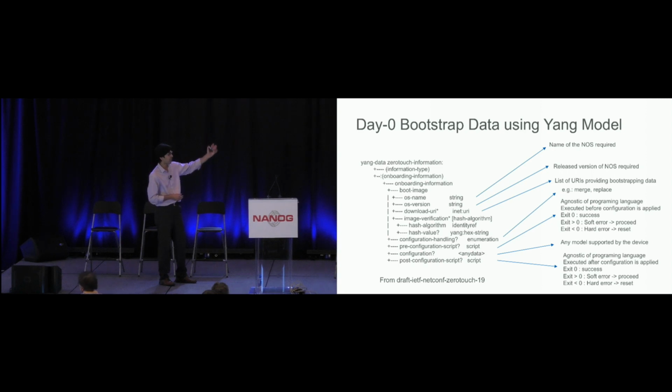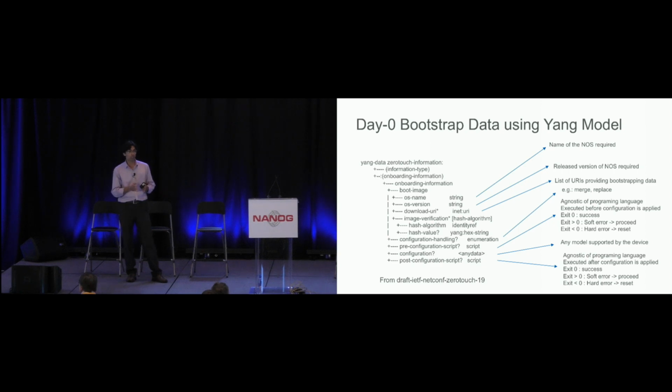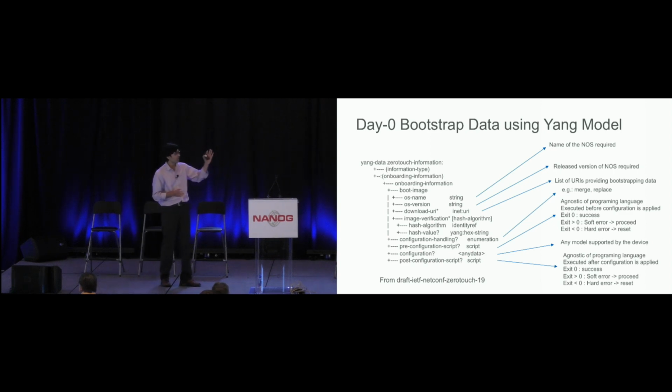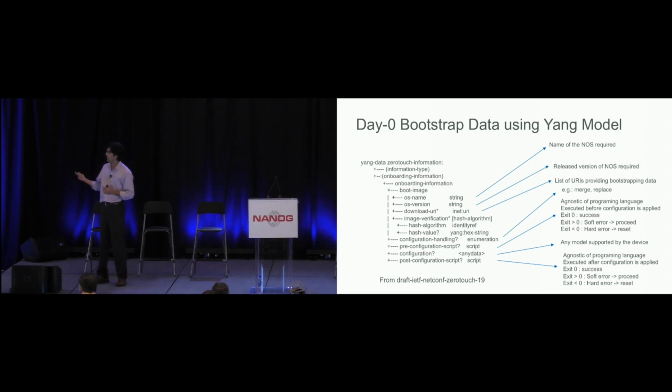On the left hand side shows the Yang model, on the right hand side I try to mention each and every parameter, what it means. It's up to you, it is a very flexible model. You don't have to use all the parameters, you can use the parameters based on your requirement. So you can see first you have to define what is the version you need. It also asks what is the operating system you are using?